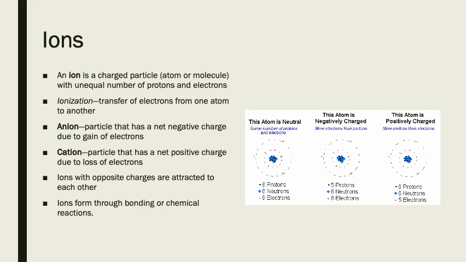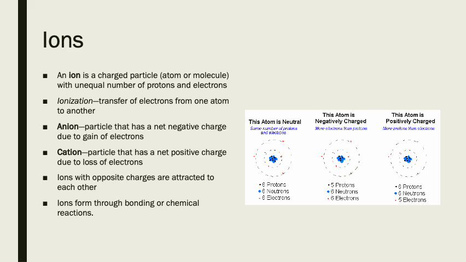So ions that have opposite charges are going to attract, because opposites always attract, right? Magnets, the negative and the positive end are going to attract. Same thing is going to happen in ions. A negative ion is going to want to attract a positive ion because of the magnetivity. So ions, again, form through bonding and chemical reactions.